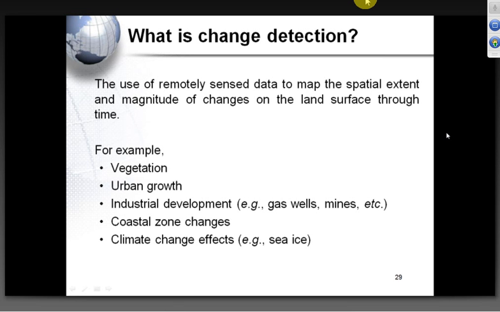So what is change detection? The use of remotely sensed data to map the spatial extent and magnitude of changes on the land surface through time. It means detecting each and every part of a particular area at different times and collecting all those data for further analysis.